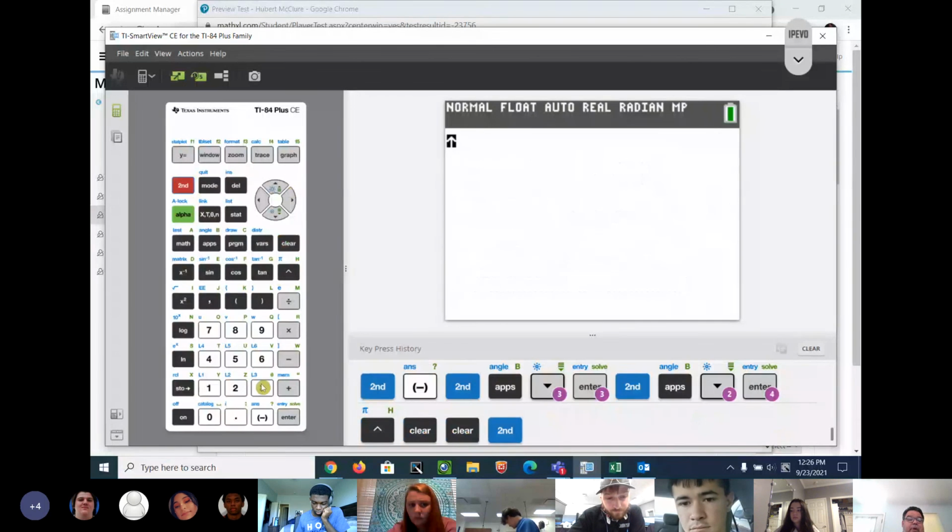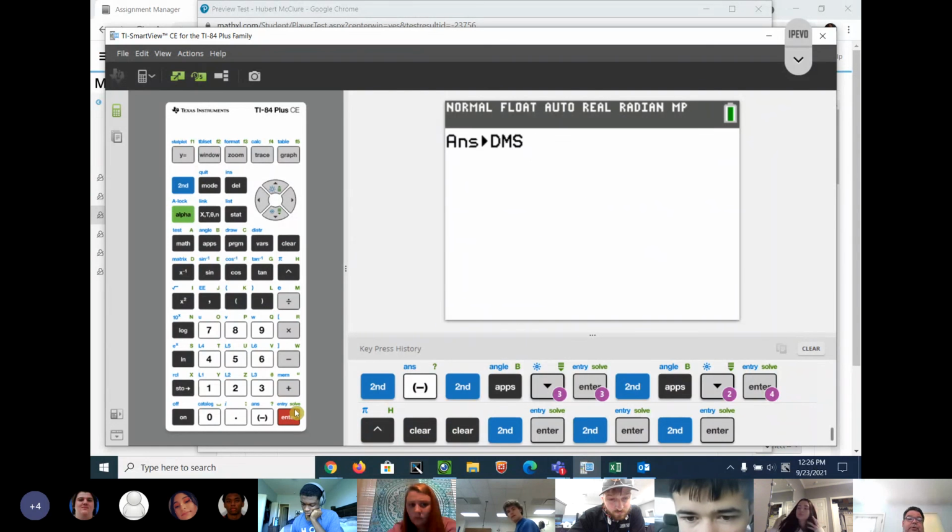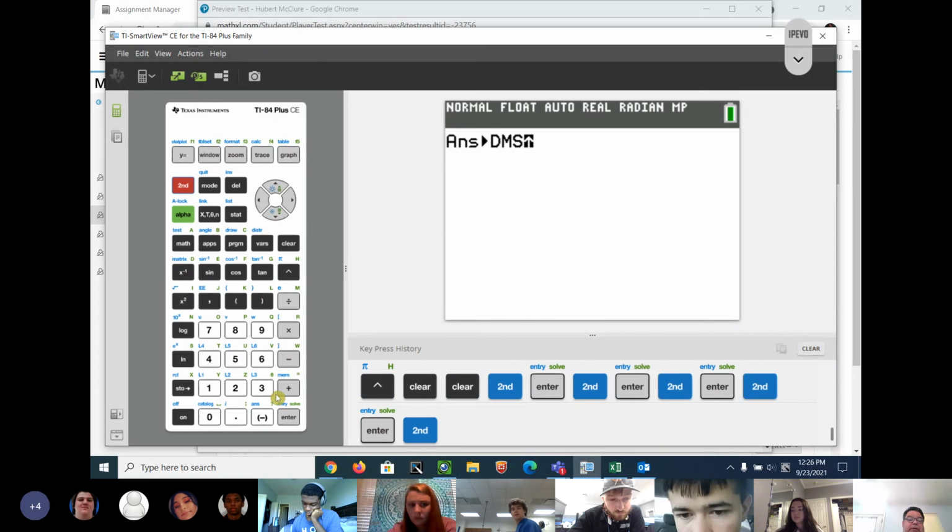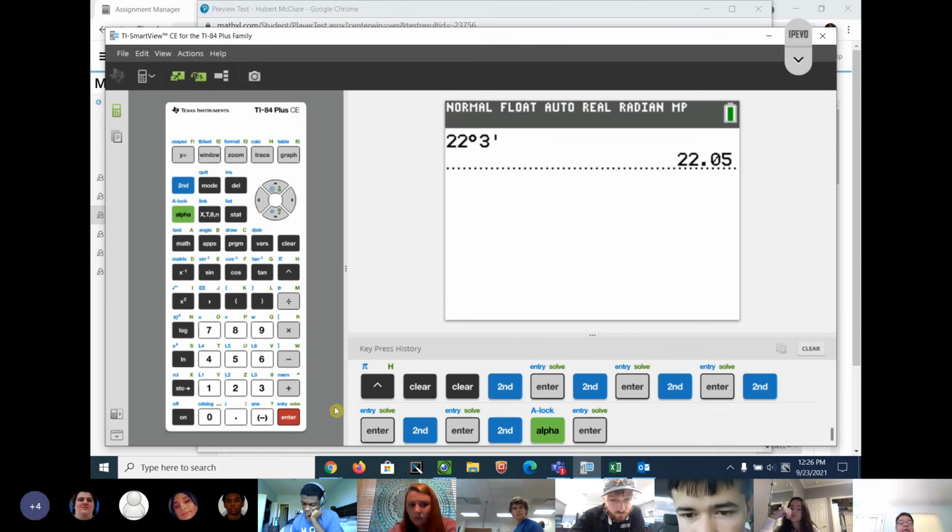Second. I hate doing this in a hurry. Second entry. There we go. Second entry. And second solve. No, alpha solve. There we go.